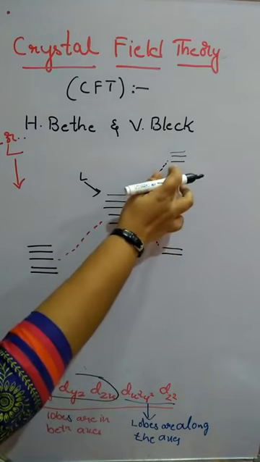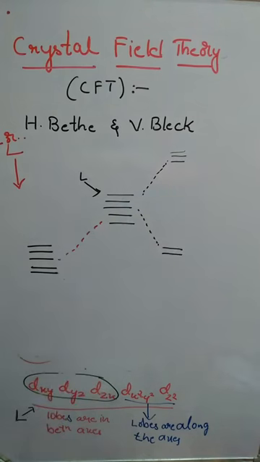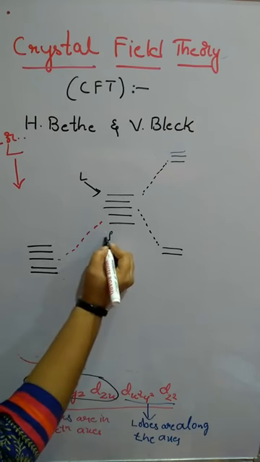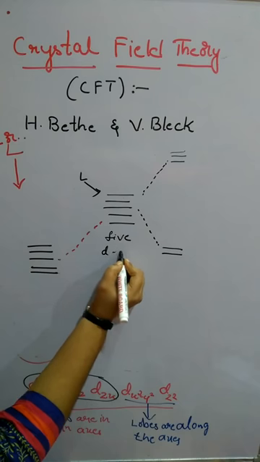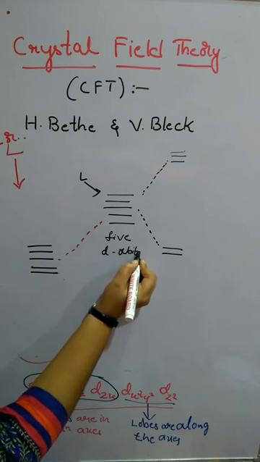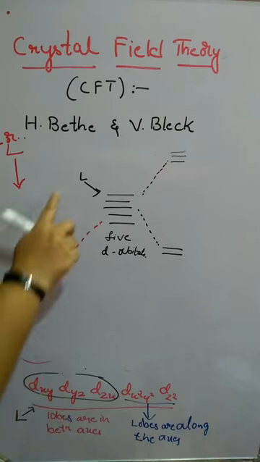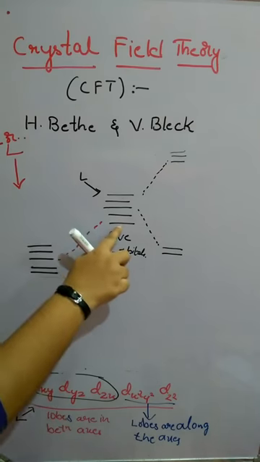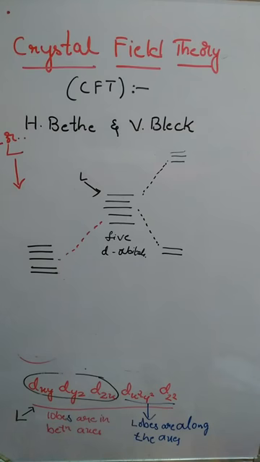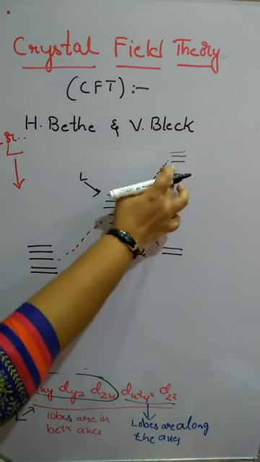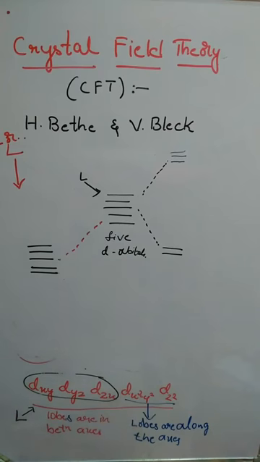So this is what is called the splitting of orbitals. These are the 5 d orbitals, and they will get split up. Why is it splitting? It is splitting due to the repulsions experienced by the orbitals of the ligand with the orbitals of the metal. If it experiences more repulsion, more energy; less repulsion, less energy.